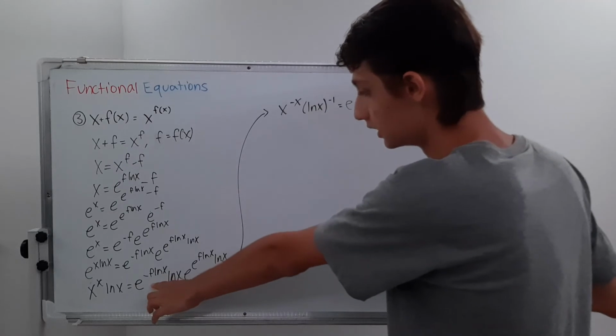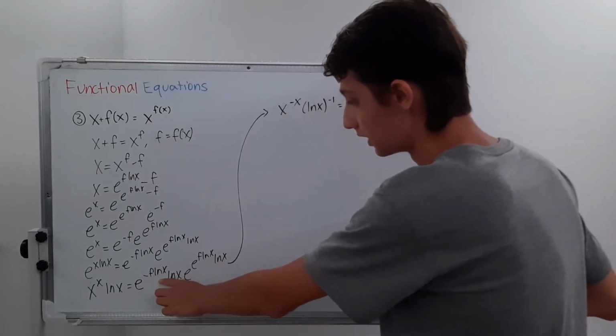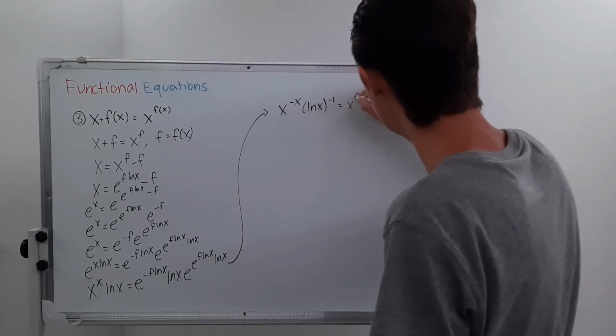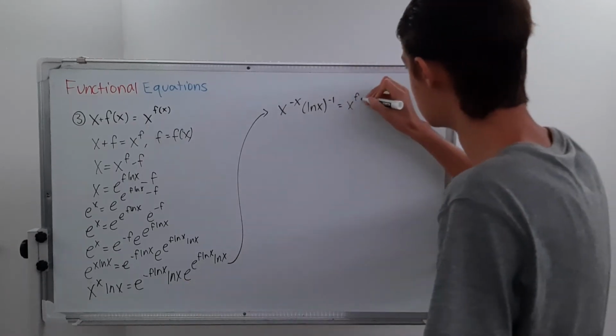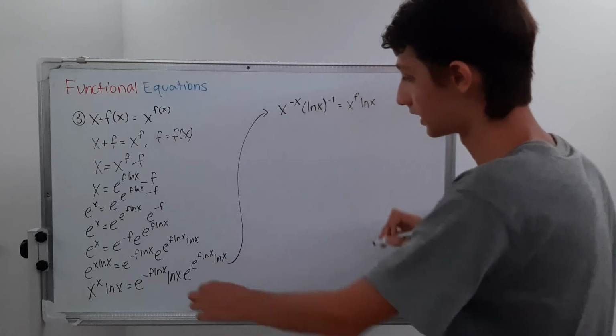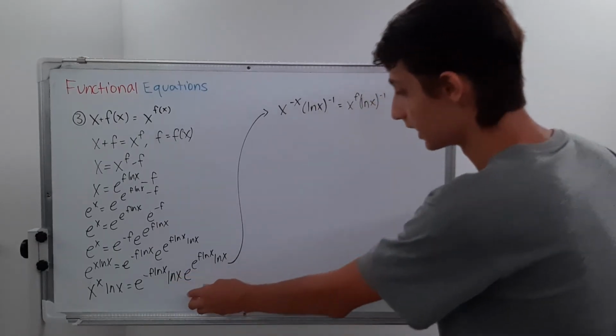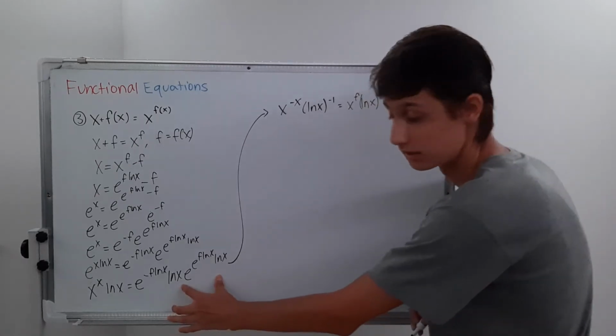And actually, before I proceed, you can notice e to the f ln x is just going to be x to the f. So that's a nice little simplification, and we're still multiplying by that ln x, but this ln x is also being raised to the negative 1 power. So we have to keep note of that. And then this whole thing is going to be raised to the negative 1 power.